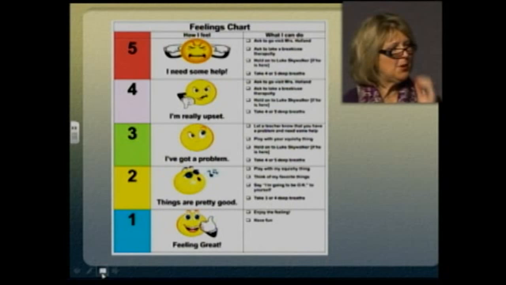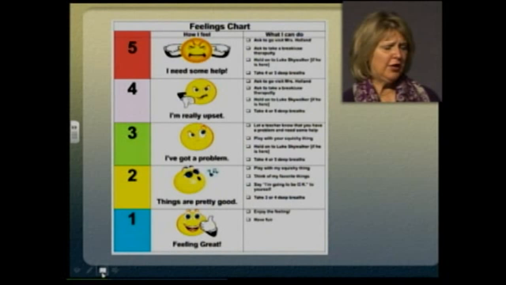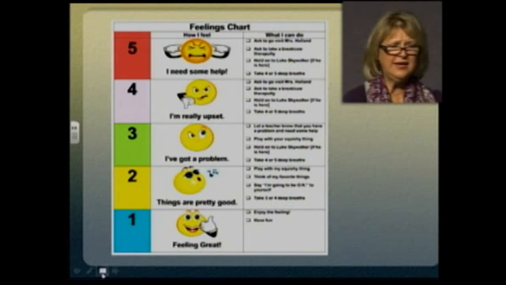Another highly effective way of introducing some of the techniques. This was a feelings chart, and you notice that this feelings chart has anywhere from a 5 to 1. Look how highly individualized it is. Let's just say he's at a 5. So his paper clip is over here at the 5 level.